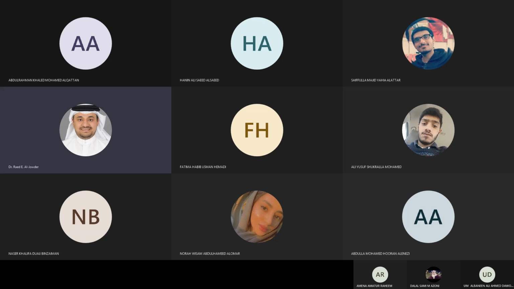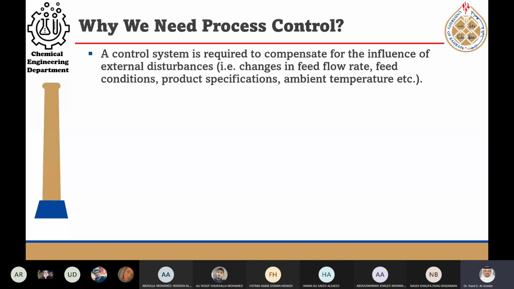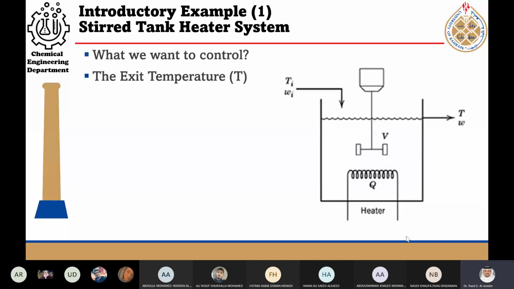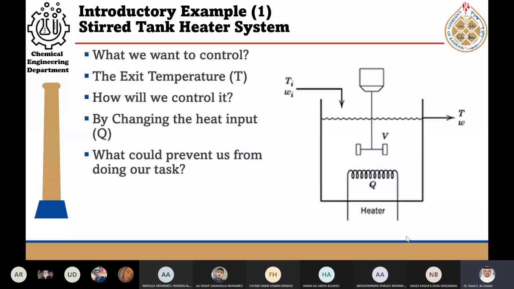Okay, so all your answers are correct. Those are the three basic questions that must be asked before you commence any attempt of designing a control system. Again, this is a 400 level course which involves design. So you need to know how to design, and that's what we will be doing throughout the whole course. So the three questions are what, how, and what could prevent me from achieving my task.